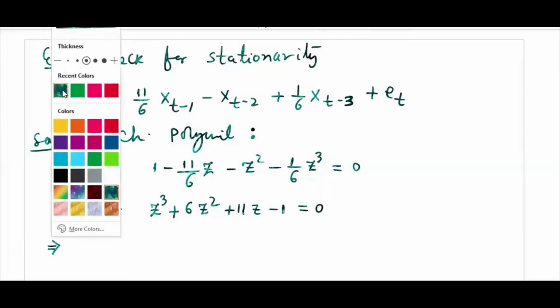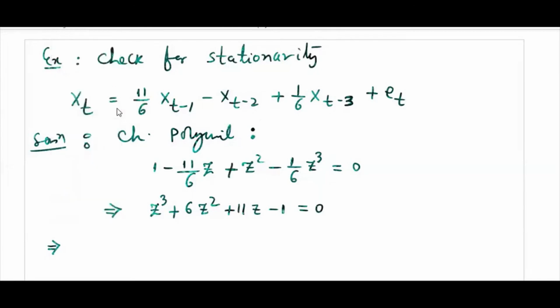Okay, so let me replace it by this. Then what will happen? This is positive. This will be negative. This will be negative and this will be positive. This will be negative. Let me write that. You check whether 1 is a root or not. You put 1 here. 1 minus 6, that is minus 5. Minus 5 minus 6 minus 11 plus 11, 0.